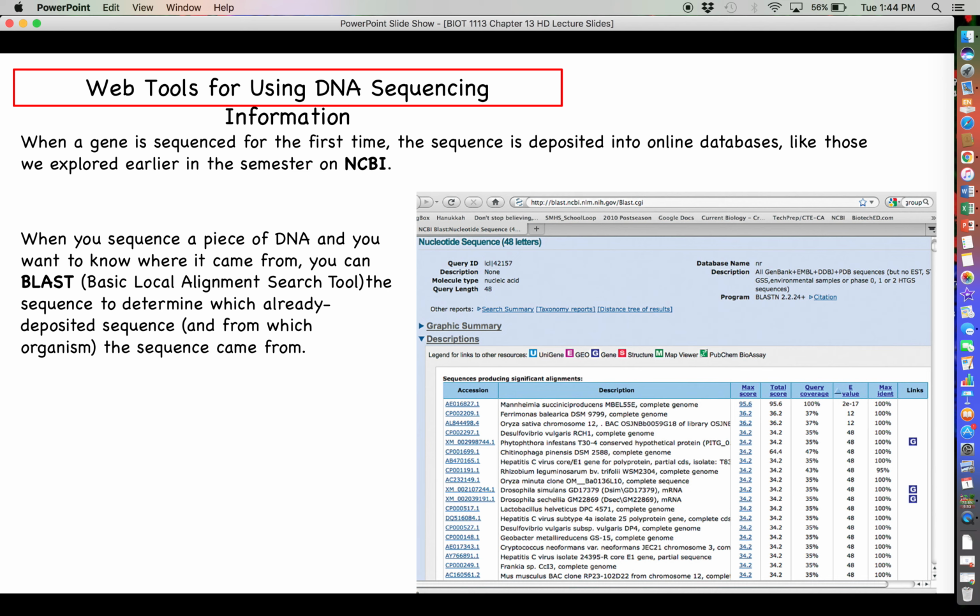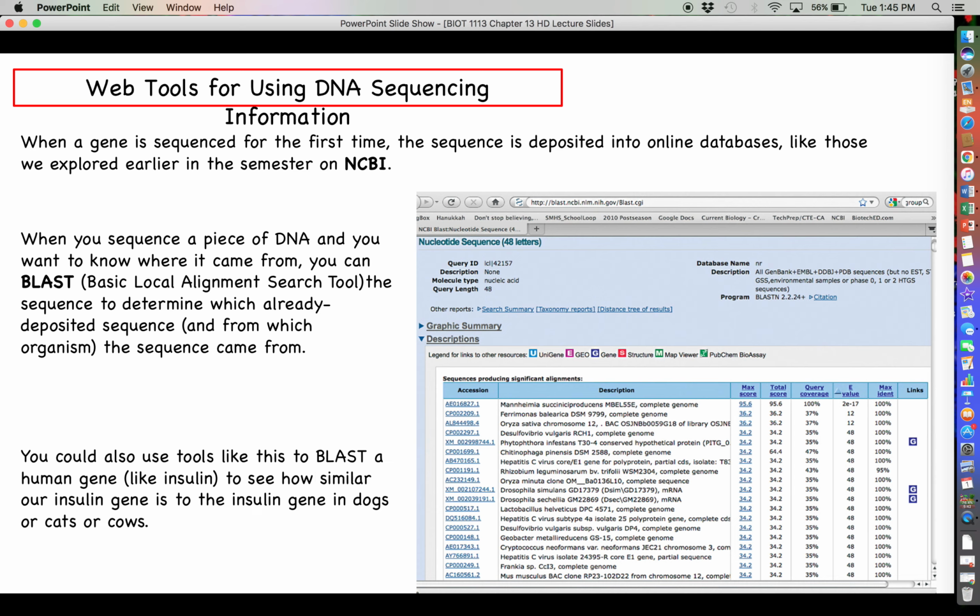So if you sequence DNA that comes from a brand new organism, then you can put it into BLAST and you can see how similar that DNA is to other organisms on Earth that have already had those genes sequenced. So that can be a very powerful tool. For example, you could use a tool like this to BLAST a human gene like insulin, and just for curiosity's sake, you could see how similar human insulin is to the insulin that comes from dogs or cats or cows or something like that.